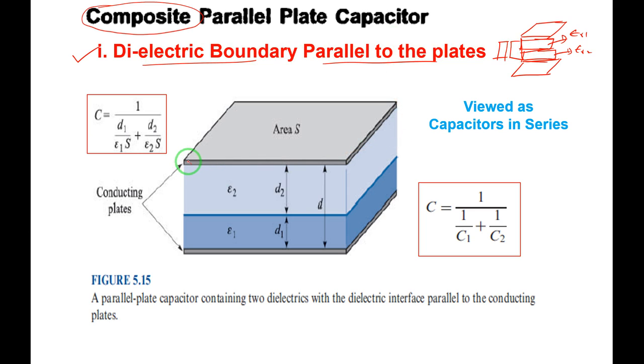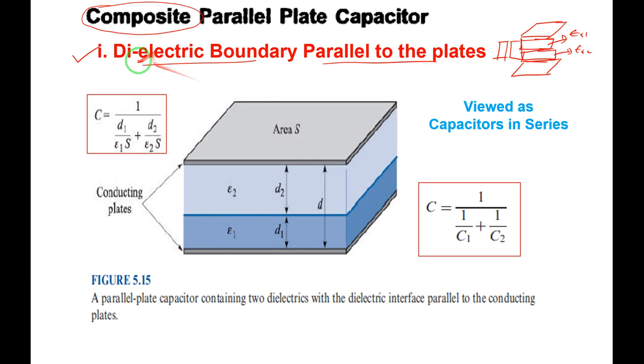We can observe here, this is the metallic conductor, and another metallic conductor is here, and in between them there are two different dielectric materials. This is one dielectric, parallel to the plates, and this is another dielectric material, having permittivity epsilon 1 and epsilon 2. The total distance between the plates is d, and the height of this dielectric is d1 and this is d2. Overall distance d is equal to d1 plus d2. The surface area of the plate is S, and similarly below it is also S. These two are conducting plates.